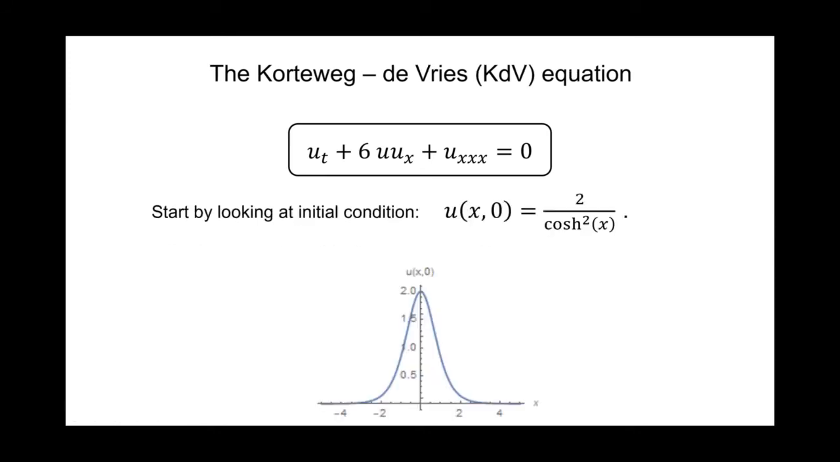So what we'll do next is to study the time evolution of a few given initial conditions with the help of a computer. We'll start by looking at the initial condition where u of x at time 0 is 2 over hyperbolic cosine squared of x, which has this very nice localized form. But before we evolve the field in time using the full KdV equation, let's study what happens if we drop one of the three terms.